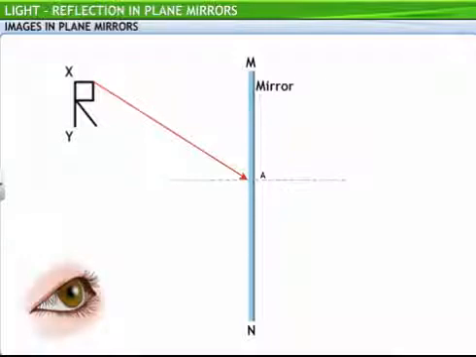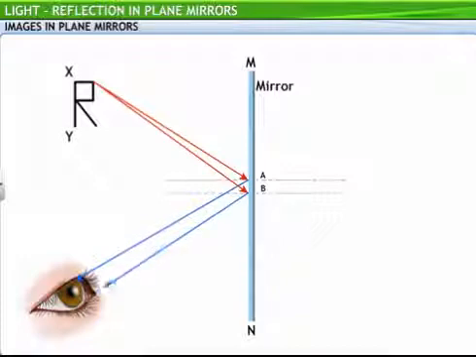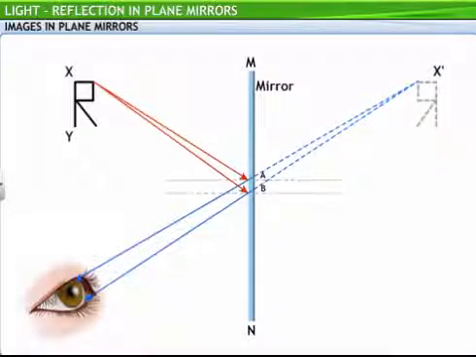Observe the angle of the incident ray as it reflects and travels to the eye of the observer. From the same point X on the object, another light ray is incident on the mirror at point B, and the reflected ray travels to the eye. The two reflected rays from A and B are divergent. When extended behind the mirror, these rays meet at X dash. Thus, the image of the point X on the object is formed at X dash.